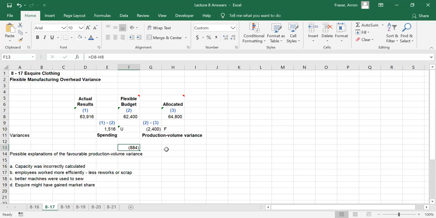So you'll have now to reduce costs by 884 using one of the techniques that we would have identified in one of the earlier lectures, whether it's prorated or we just take it directly to cost of sales, whatever it is.